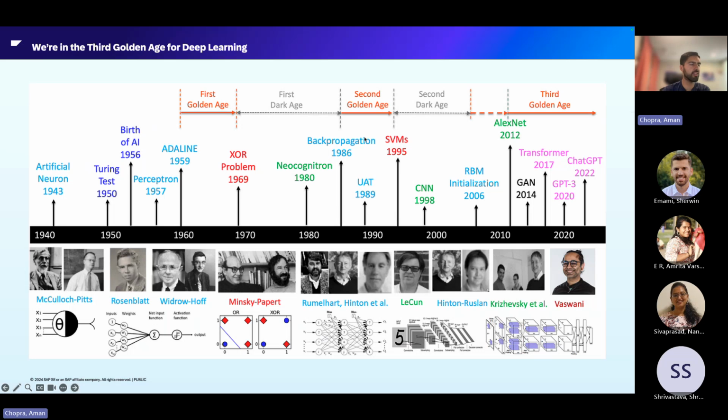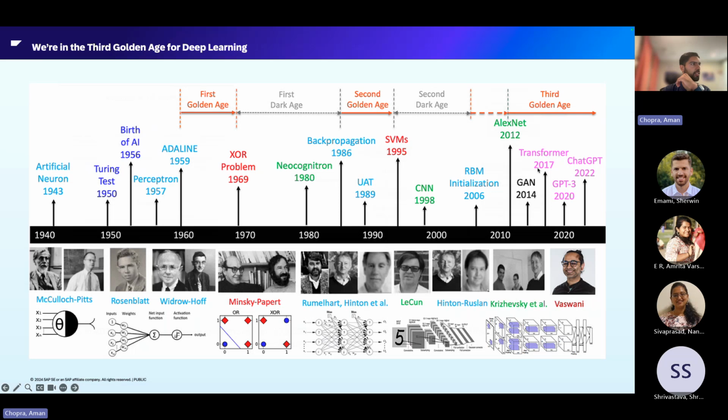So backprop triggered the second golden age where a bunch of new advancements came out, like the CNN architecture for image processing. And then again in the early 2000s, there was another dark age, not too much advancement. And then finally in the early 2010s, we had a huge boost of different models coming out like ResNets, AlexNet, generative adversarial networks. And then finally in 2017, we had the transformer that came out, which was a major breakthrough.